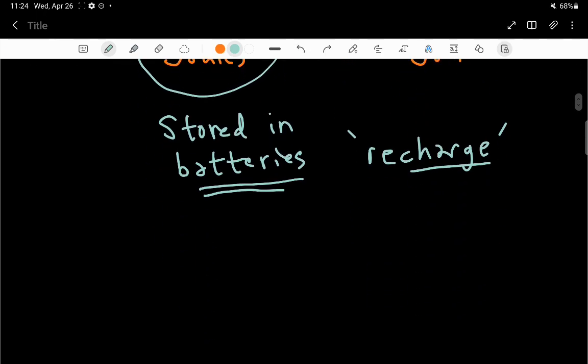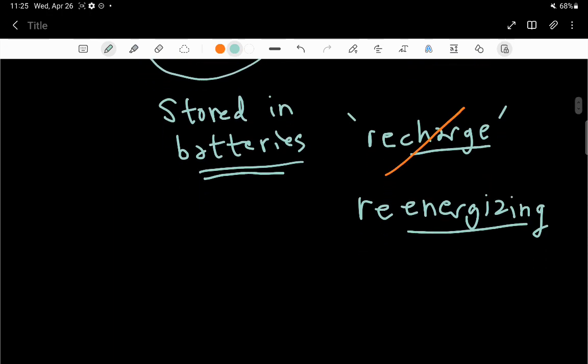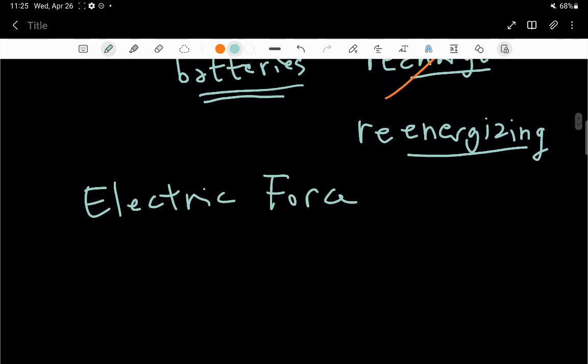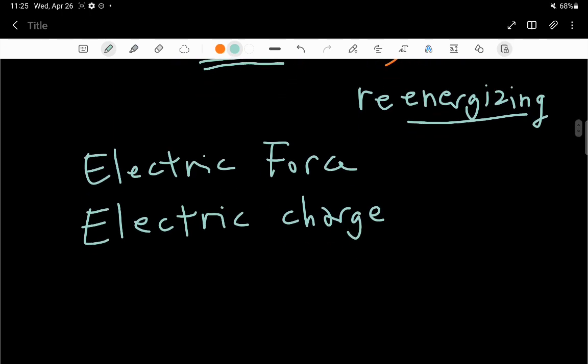Yeah, so that's kind of a picky detail. So you're not really recharging a battery. What you're doing is re-energizing. And I'm going to show you what's meant by energizing the battery. It's got to do with thinking about electric force. It's got to do with thinking about electric charge. And it's also got to do with thinking about work.